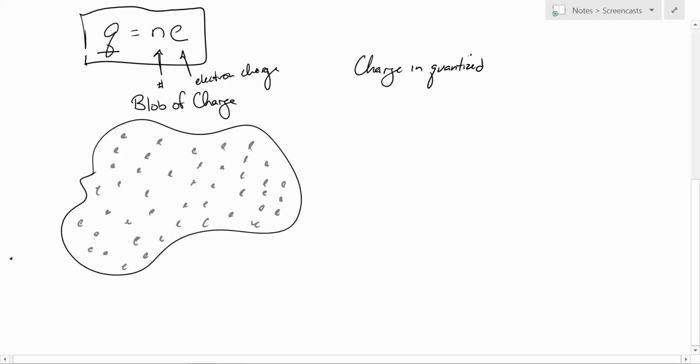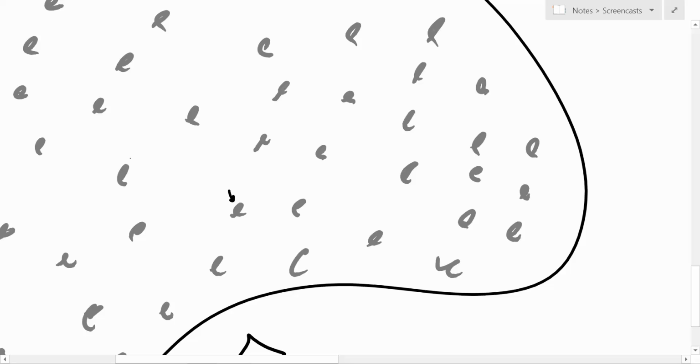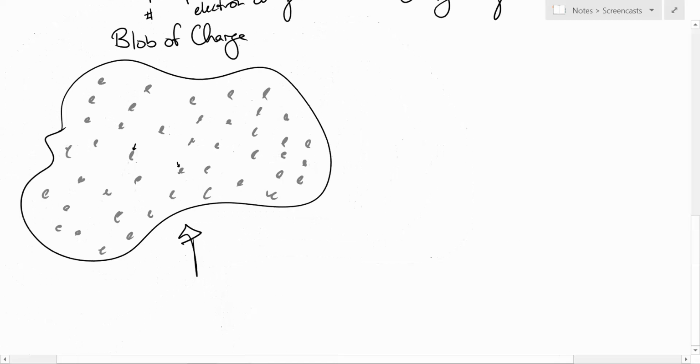Just like, for example, US currency, in terms of actually being able to go out and spend it, is quantized. The smallest unit of US currency is a penny. Any dollar amount that you have can be made up from pennies. Likewise, any charge amount, like this blob of charge here, is made up of a finite number of little electrons, and these are the smallest amount of charge that you have.